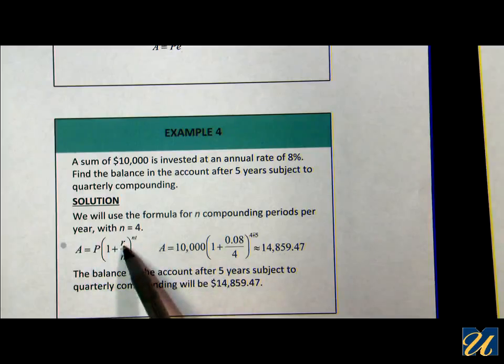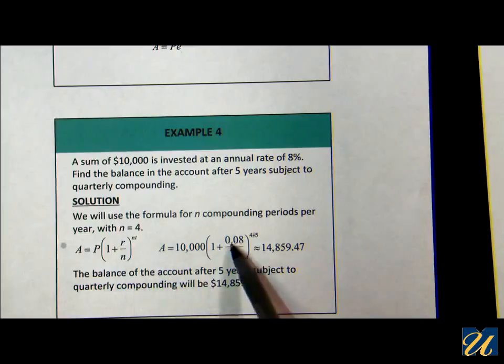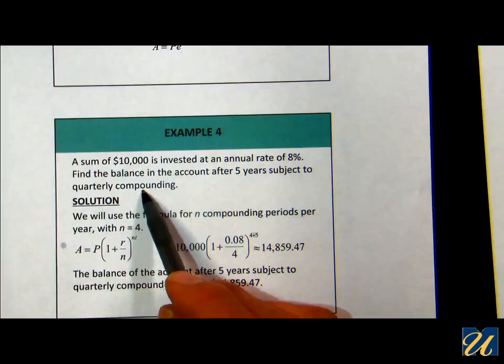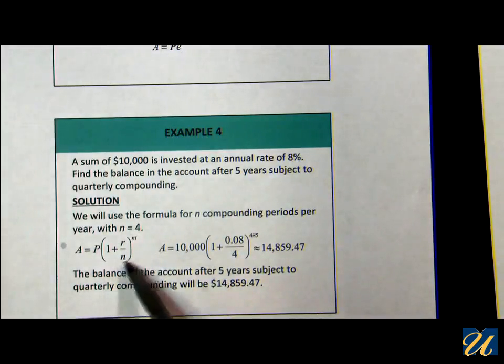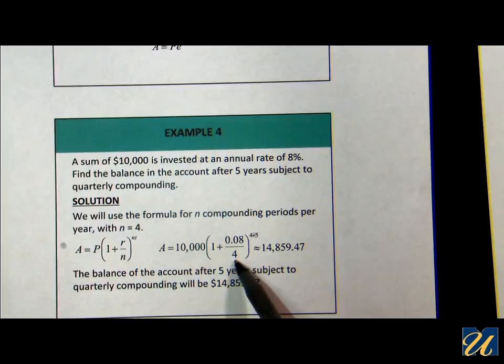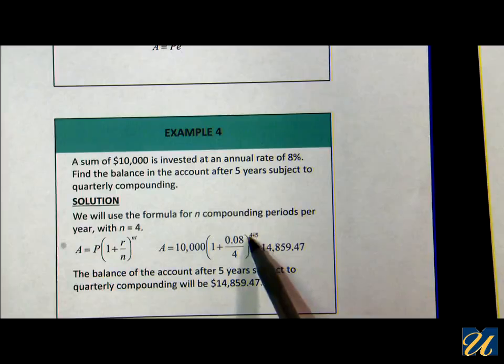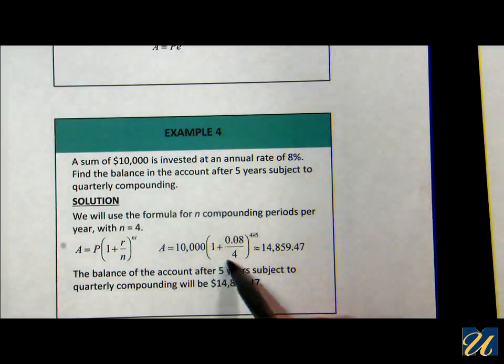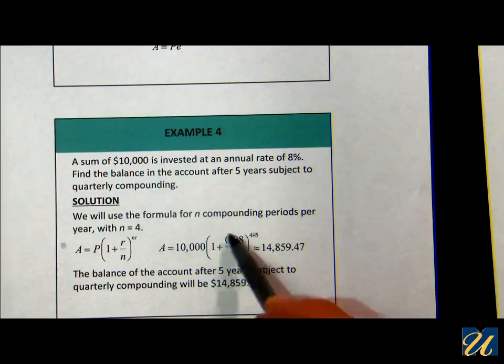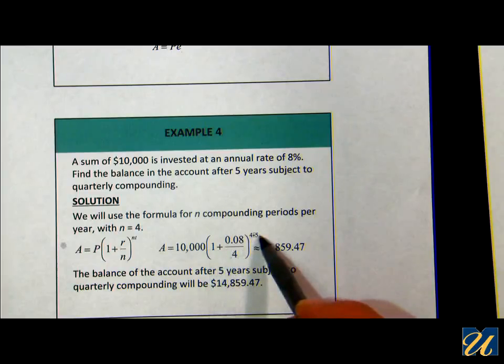The interest rate as decimal, 8% is 0.08. Quarterly compounding, 4 times per year, so the value of n is now 4. And then our exponent is n times t. n is 4, and t is 5 years. So depending on the calculator you use, you may have to do this in pieces. If you do it in pieces, first take this and add it together. Then second, raise it to the exponent.